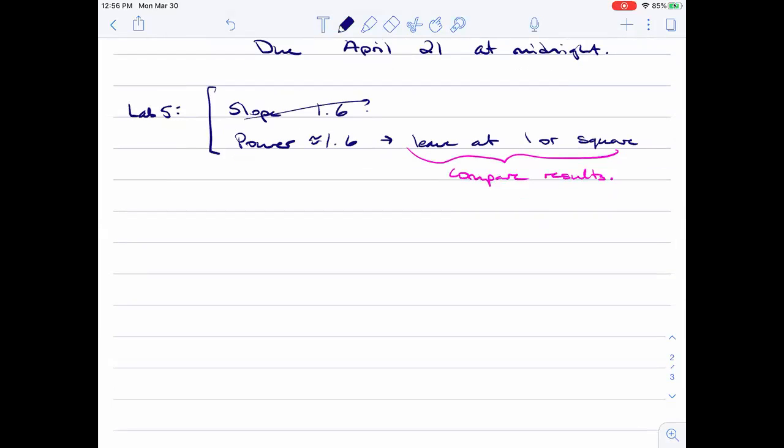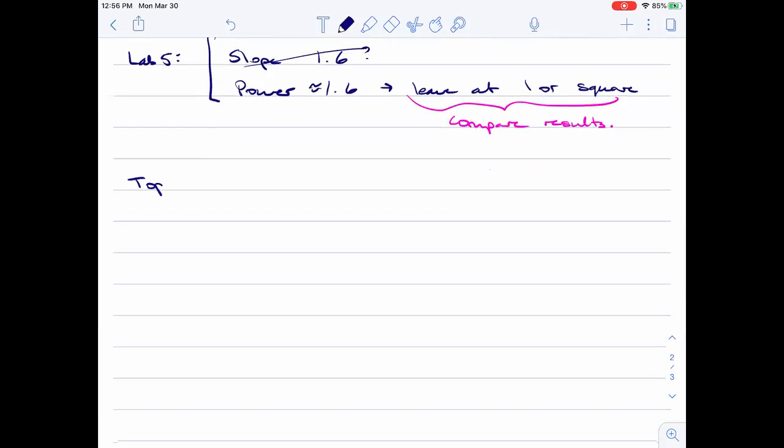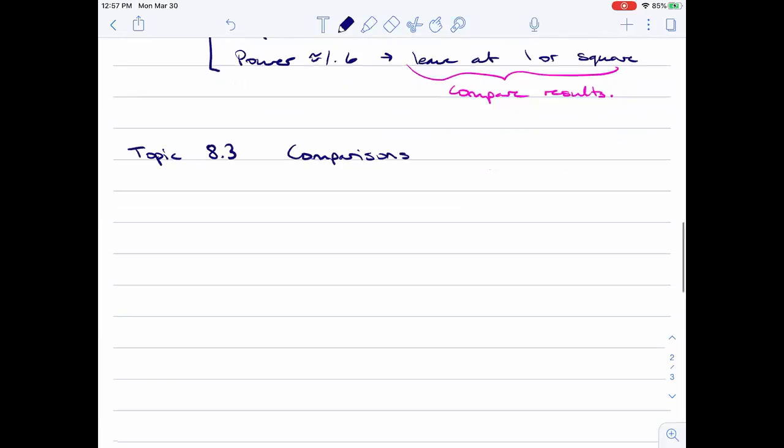So let's see here. We've got topic 8.3. These are just little bite-sized topics. We can do comparisons, and we can also talk about contrasts. So comparisons and contrasts.